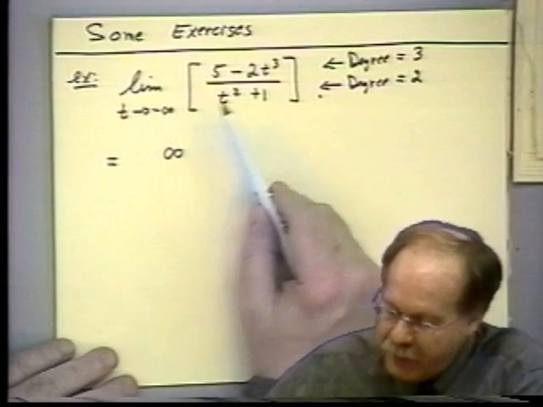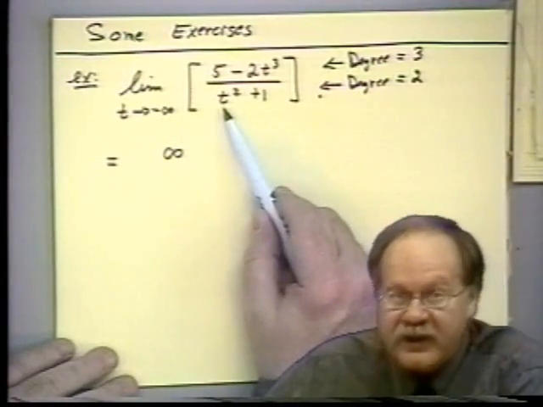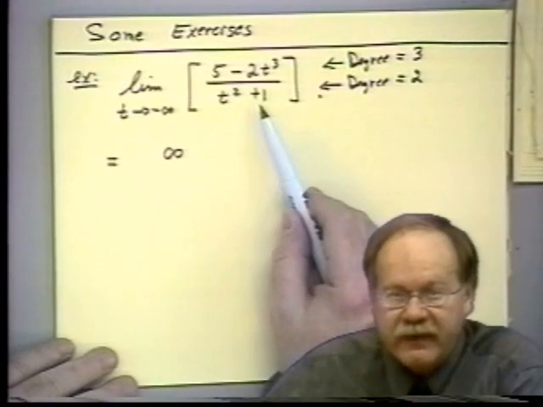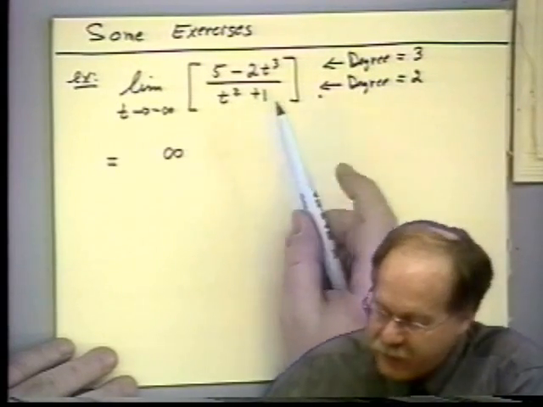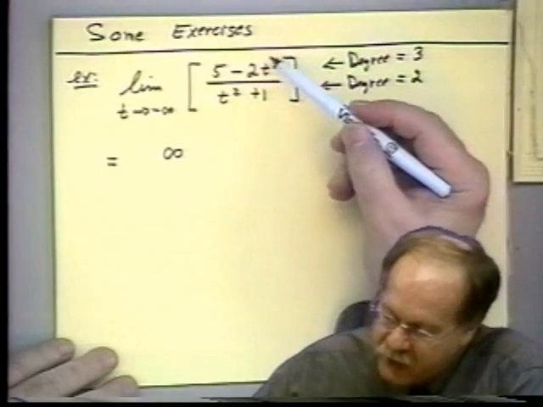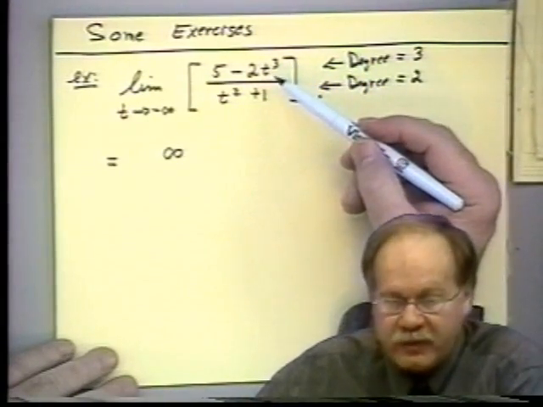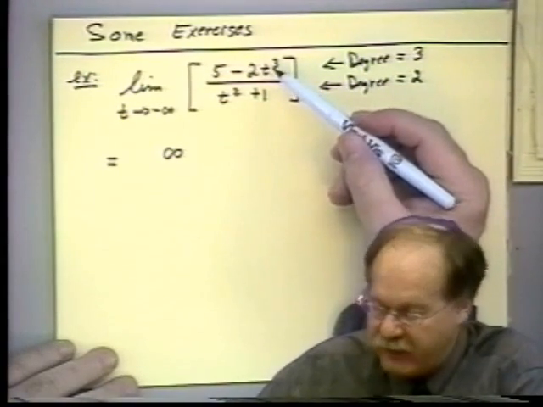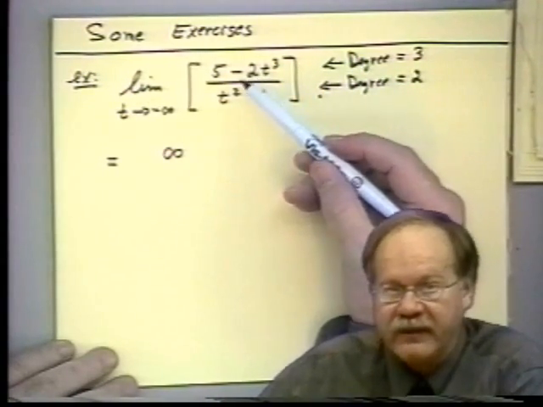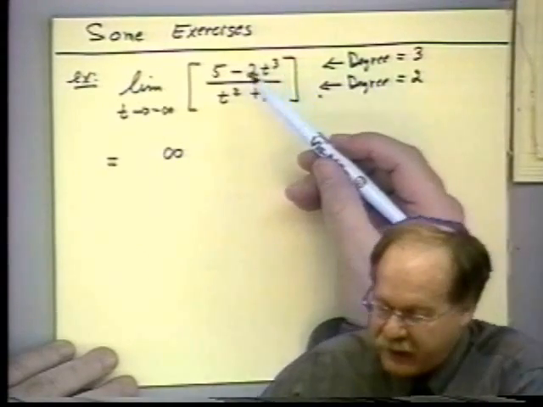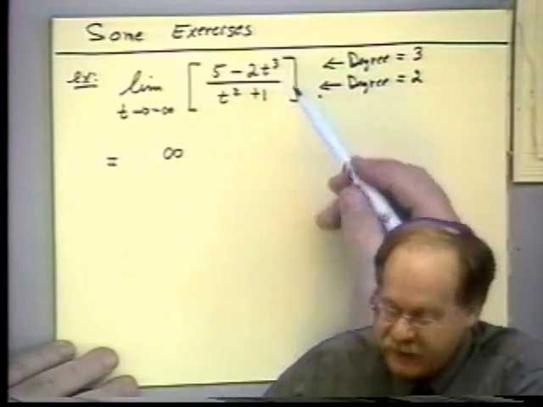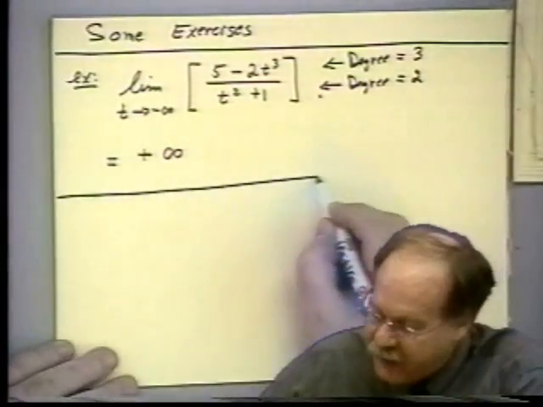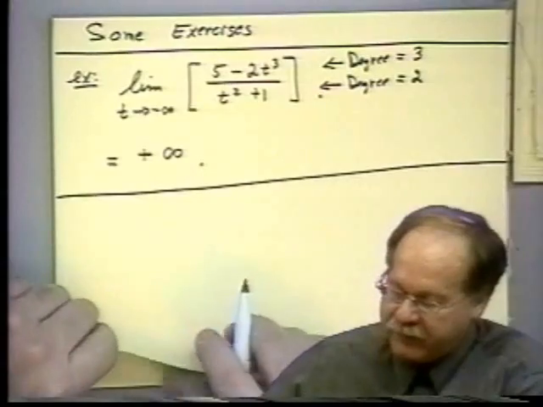As t here in this case goes to negative infinity, notice that the denominator remains positive throughout because it's t squared. So this is positive, will not affect the plus or minus sign of the end result. The top, let's look at what happens to minus 2t cubed. T cubed will preserve the negatives, so that will remain negative. But since it is multiplied by negative, that will become positive. And then positive plus 5 is still positive, so this will tend toward plus infinity. And that's the only analysis you need to do for this problem.